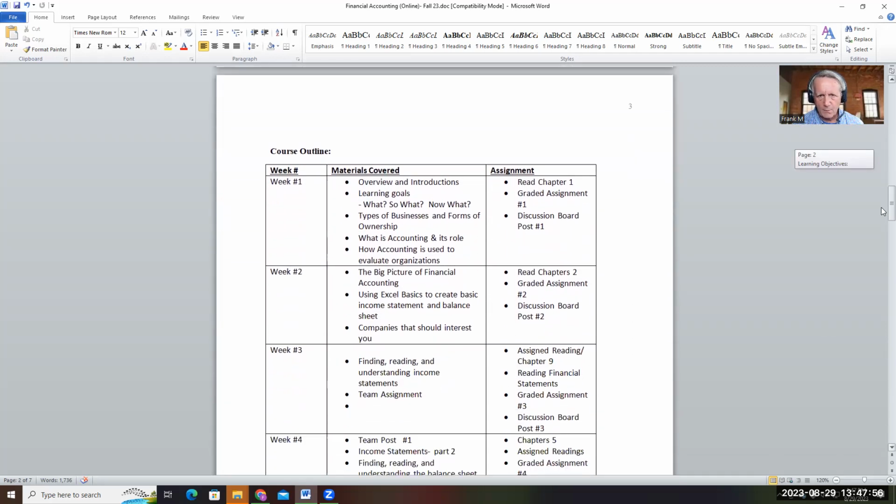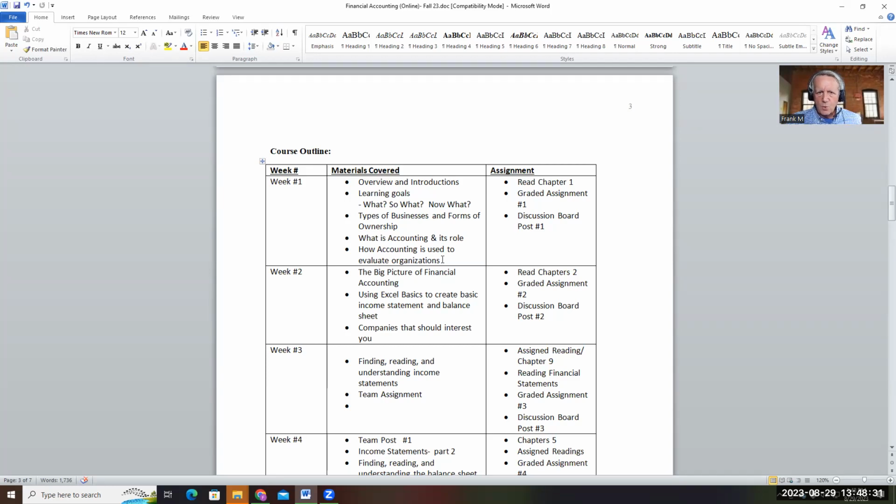So let's look at the weekly schedule. Week one, I'd like you to read chapter 1. And again, all the chapter readings are posted and available, so you don't have to buy them. There's a course overview, and then we're going to talk about how organizations are structured, different types of organizations, what accounting is and its role, and how accounting helps us to evaluate organizations. So in week 1, you'll have a graded assignment and a discussion board post.